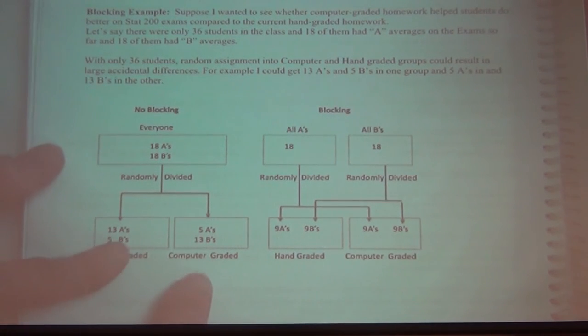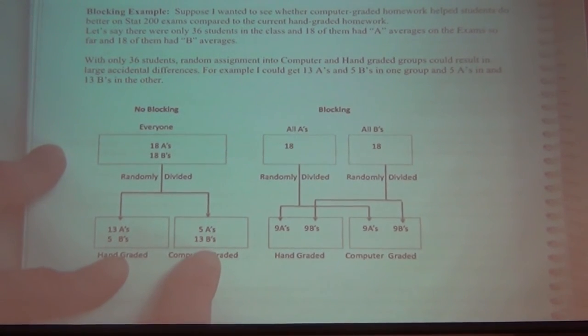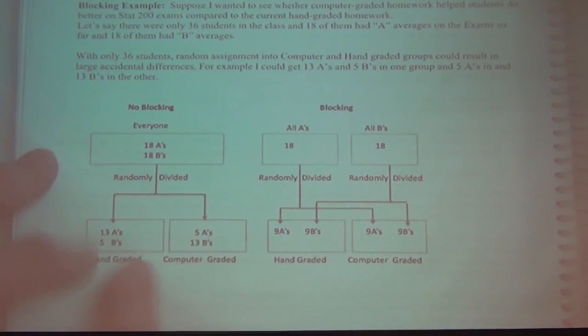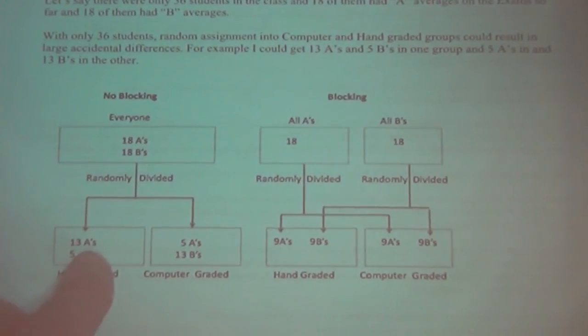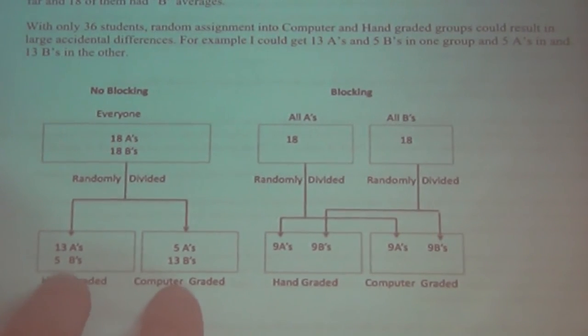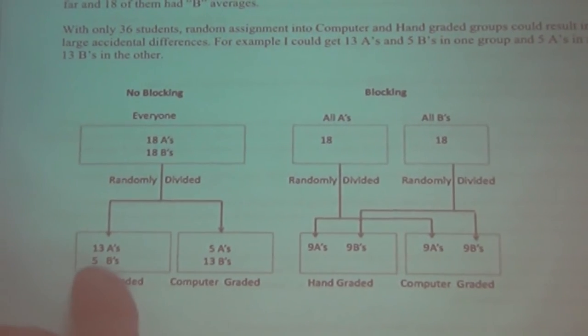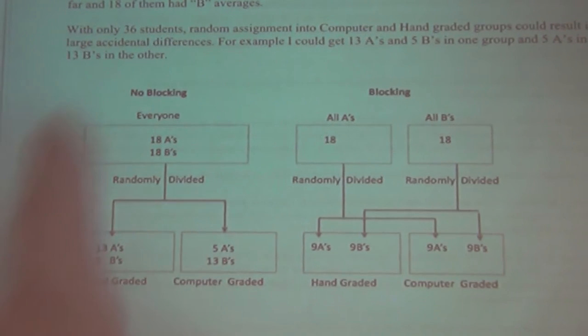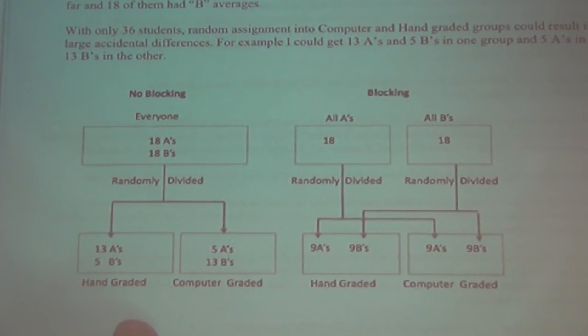So even if the computer grading really was better, it wouldn't even show up, because the hand-graded students are so much better to begin with. Does that make sense? It would probably still look like hand grading won out, even if computer grading was better, if I did this. You got it?